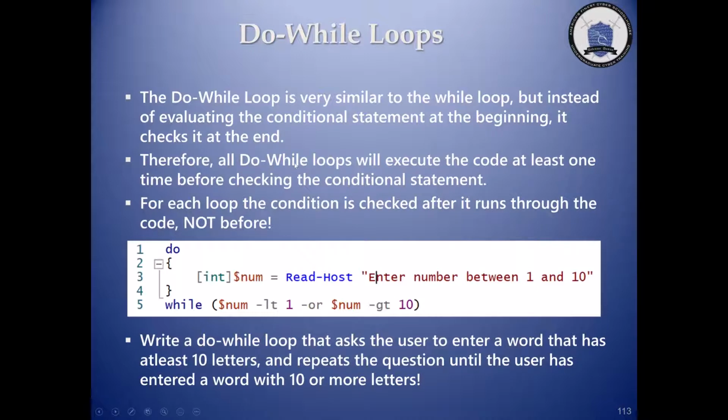While loops may not execute the code at all if it's false at the very beginning. But a do while loop doesn't check it first. It runs the code and then it'll check it. And then if it's false, it'll exit, but it will still have executed that code at least one time. So again, for each loop, the condition is checked after it runs through the code, not before. So it'll do this code first, then it's going to go ahead and check.